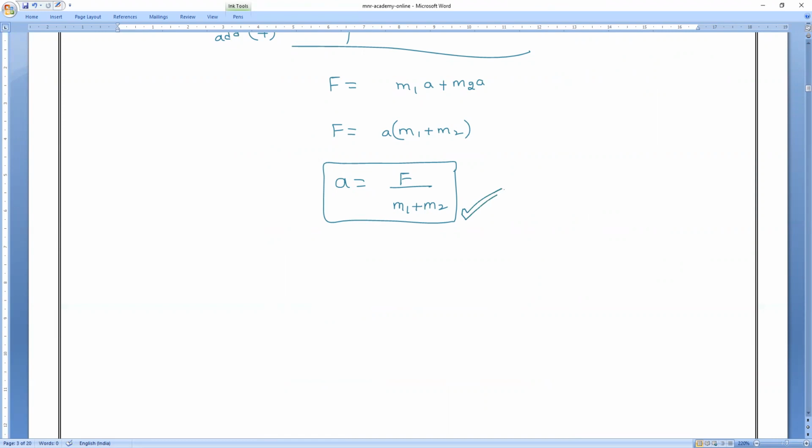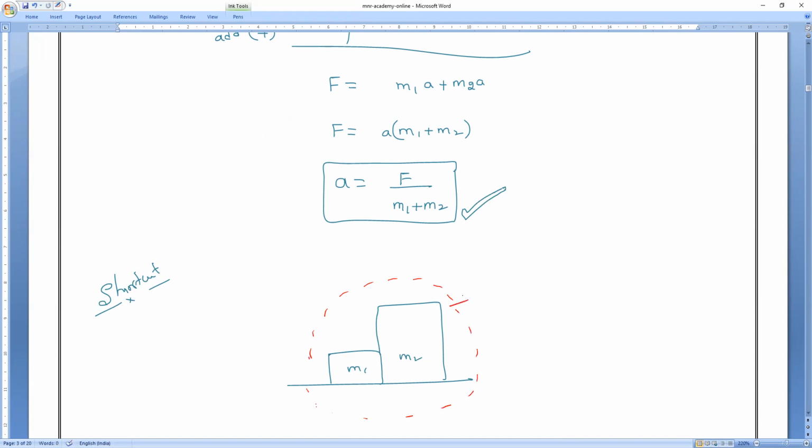Now the same formula I will derive using a shortcut. Observe very carefully how to solve it. Let us consider two bodies in contact, M1 and M2. Consider this entirely as a whole single system, a single body.